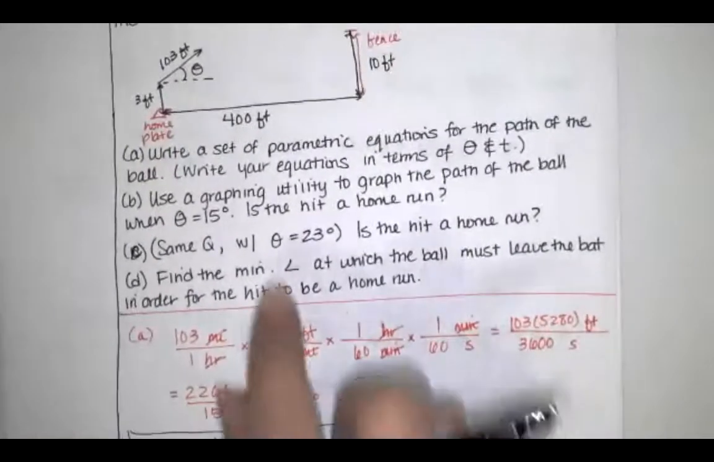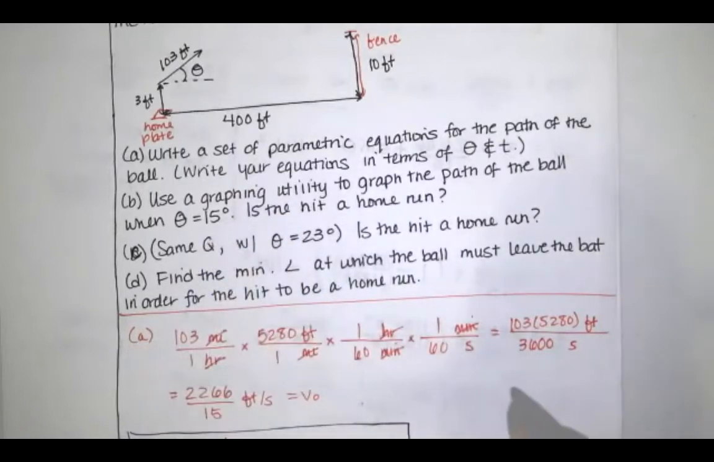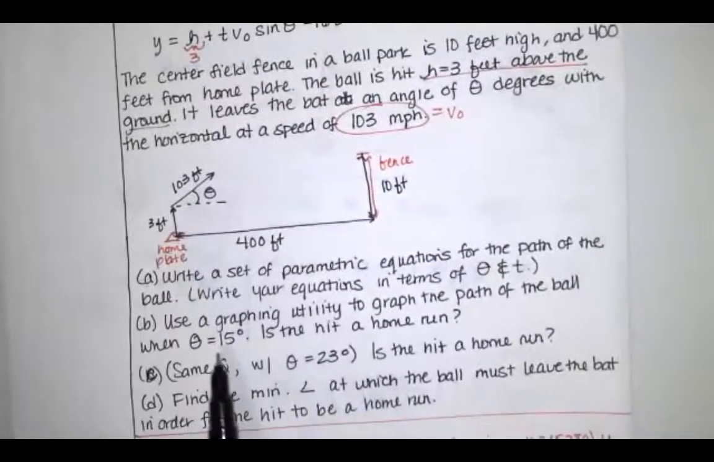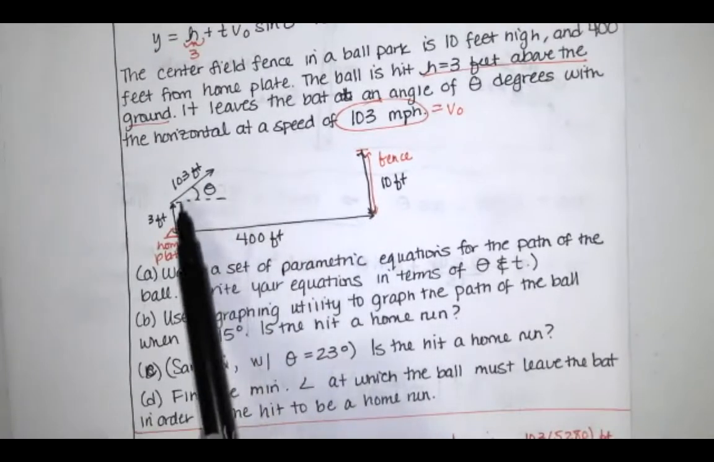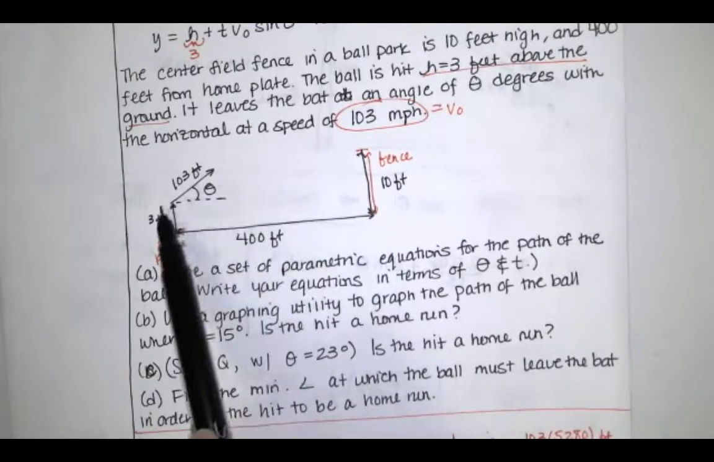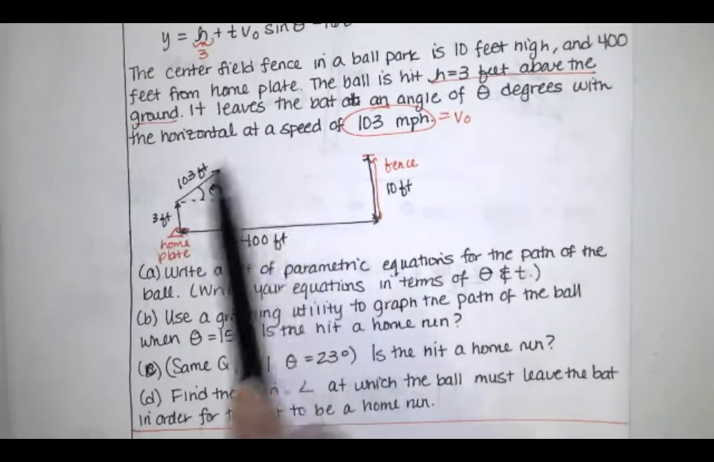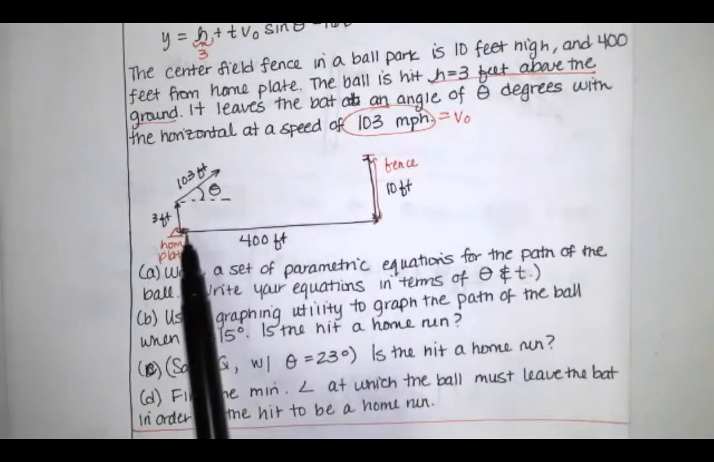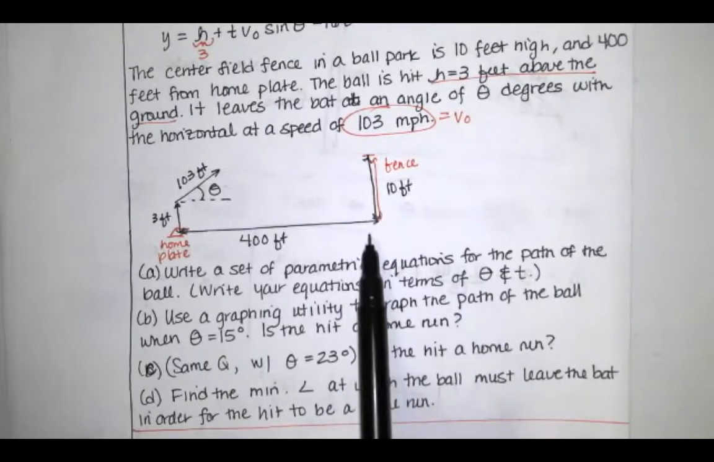Now in part B, we're asked to use a graphing utility to graph the path of the ball when theta is equal to 15 degrees. And we're asked if it hits a home run or not. The question is, if we have an initial angle of theta equals 15 degrees, does the ball get to the 400 feet mark? Does it even get to the fence? And if it does get to the fence, does it go over the fence? So when x equals 400, I guess the question is, well, what's the y value there?